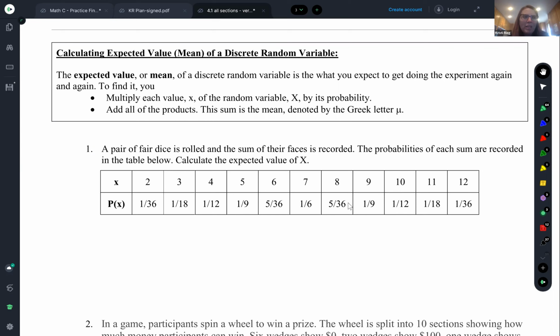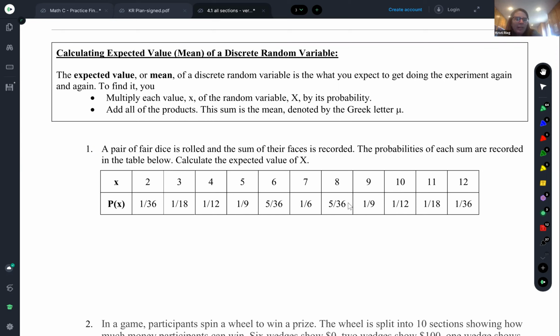So like, what do you expect? Mean is another word for it, because it's kind of like, what's the average that you would get if you did this a whole bunch of times? Like which one would show up the most, kind of thing. And so the way we're going to do that, there's 2 steps.